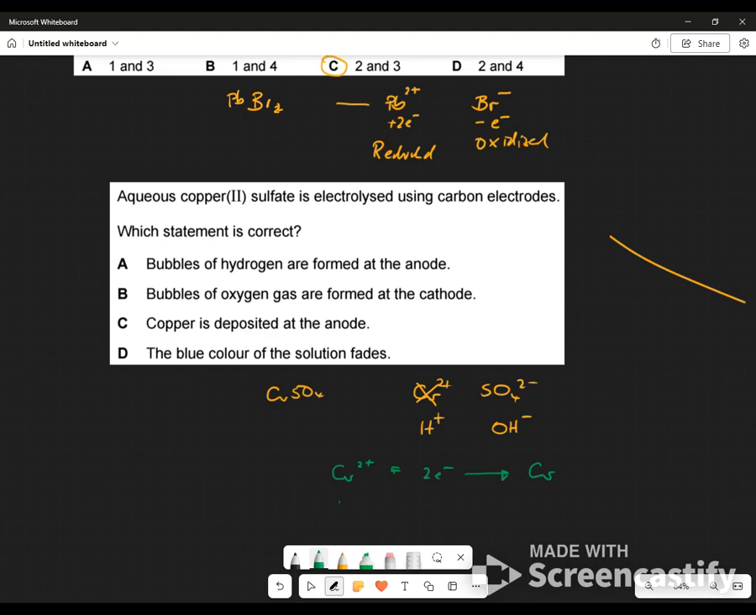OH minus is going to get discharged here because there's no halide ion there. So I'm going to put a cross through that one, and I'm going to discharge this. There's 4 of those. Gives me 2 waters plus O2 plus 4 electrons.